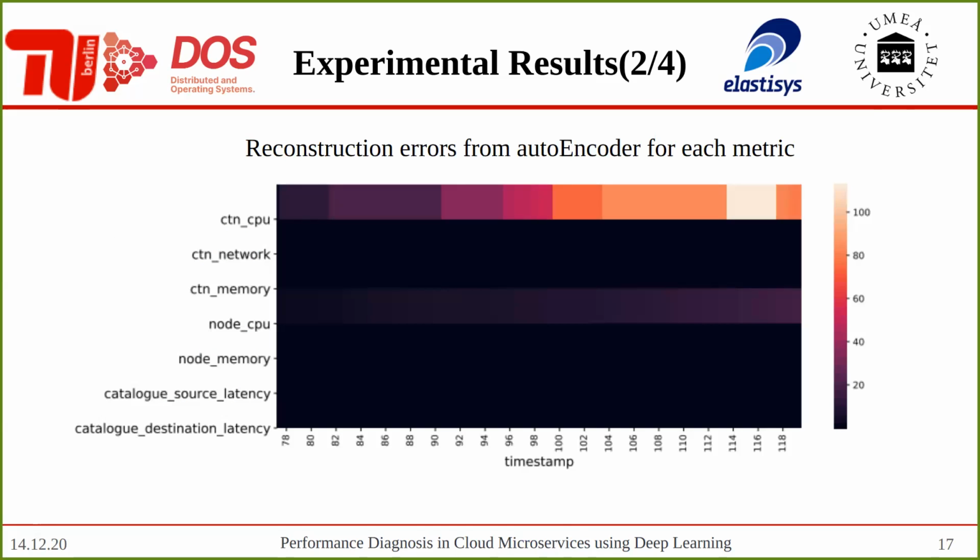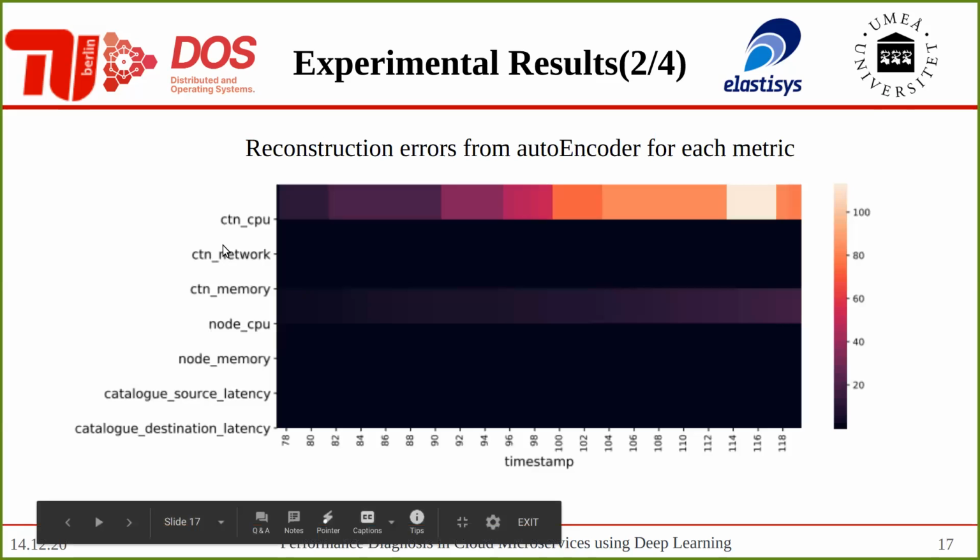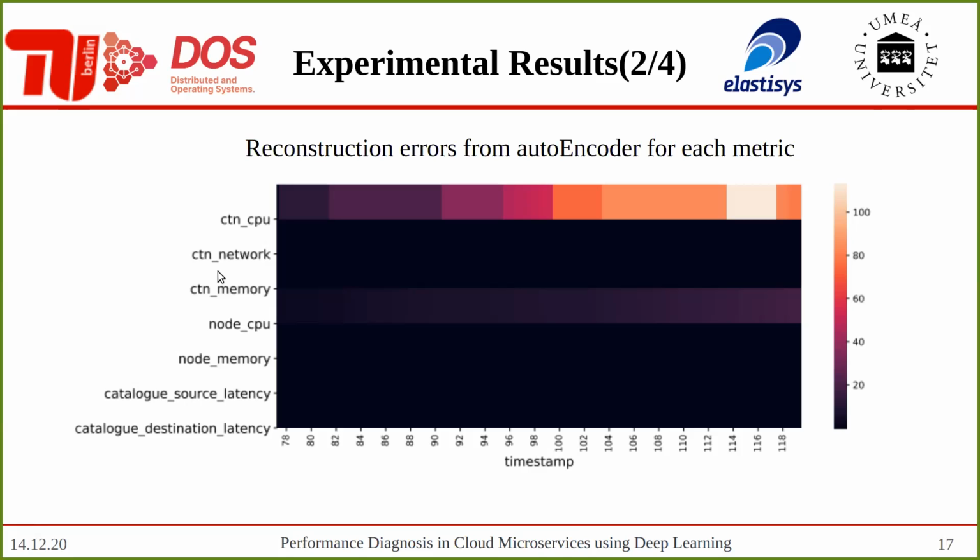So with our autoencoder, we can get the reconstruction errors for each of the metrics, and we can see that the container CPU has the highest reconstruction error. And meanwhile, node CPU also has a very obvious reconstruction error. This is because the container CPU utilization spike will also cause a spike of the node CPU, as the container runs on this node.